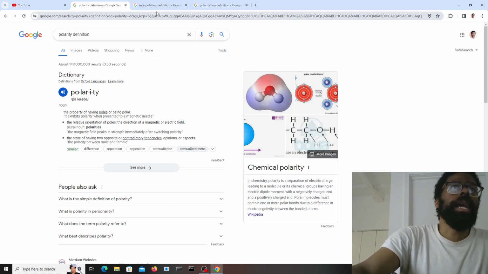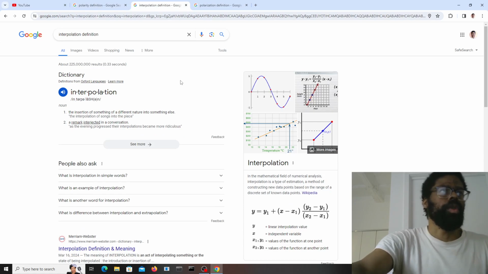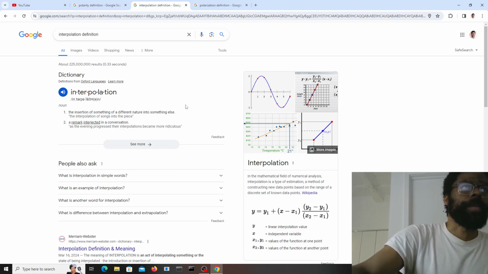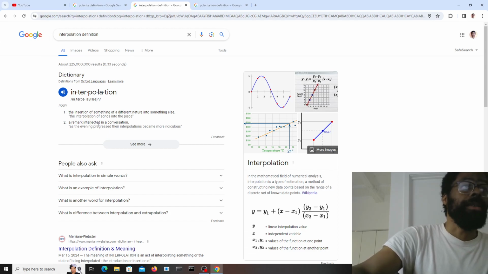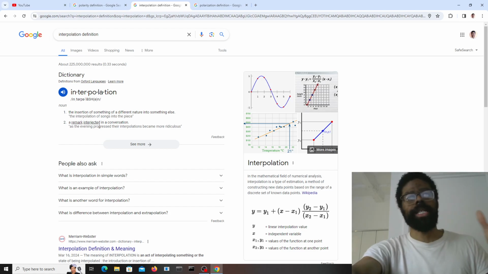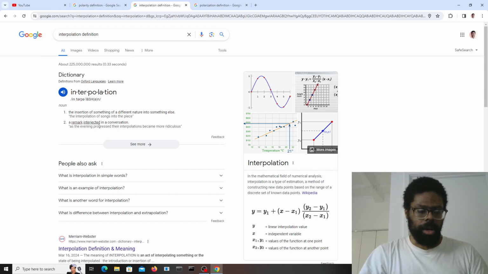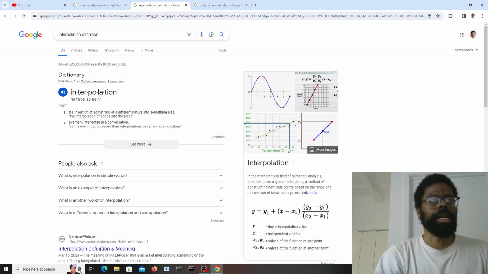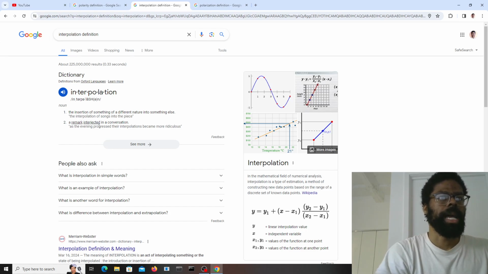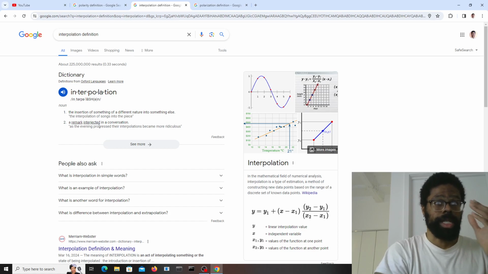So interpolation. What is the definition of interpolation? The insertion of something of different nature into something else, like a remark interjected in a conversation. I read in the A+ hardware manual by Michael Myers that he talked about interpolation, which is how LCD screens work.